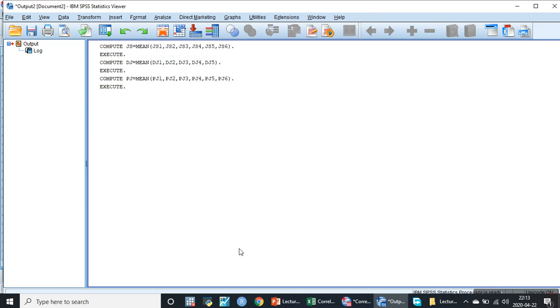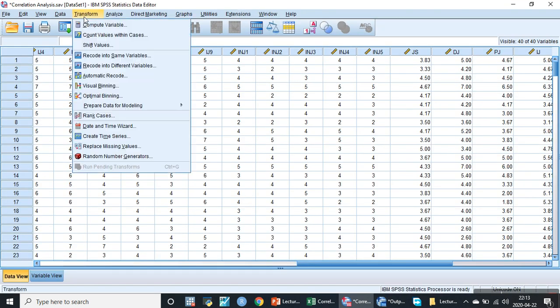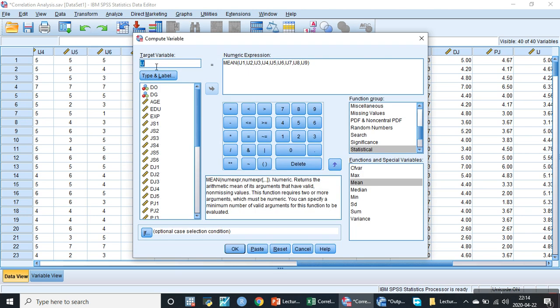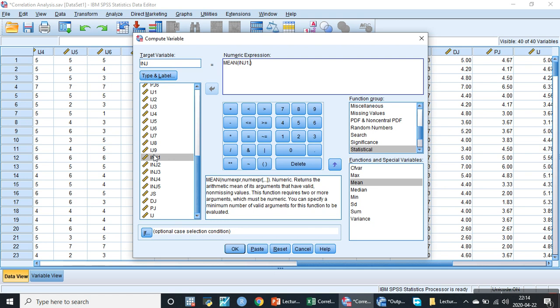Click on OK. Now we are left with only one variable, that is informational justice. Write INJ, informational justice, and remove the questions of interactive justice: INJ1, comma INJ2, comma INJ3, comma INJ4, comma INJ5. Click on OK.